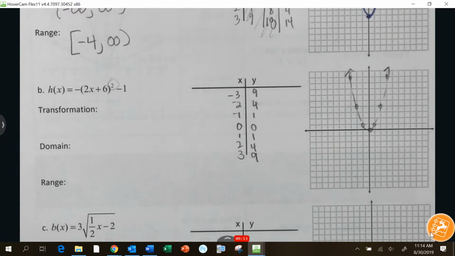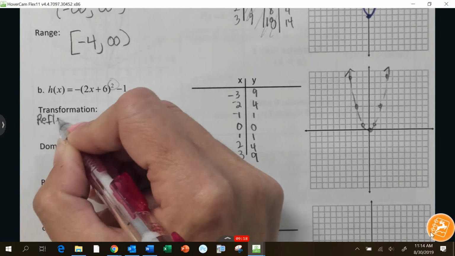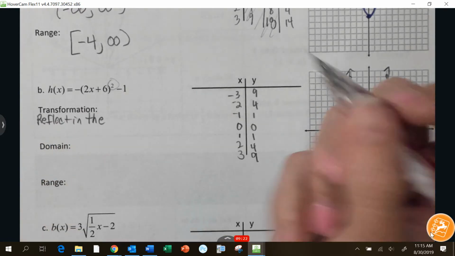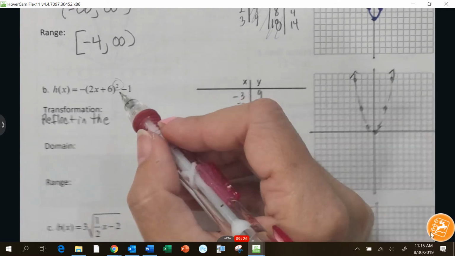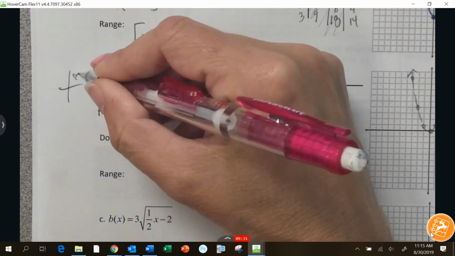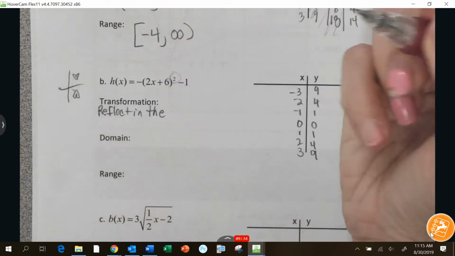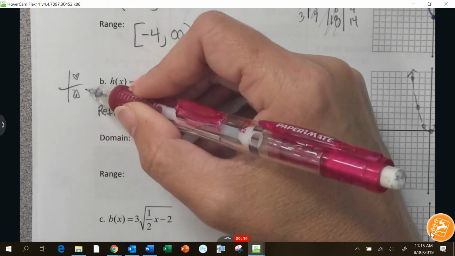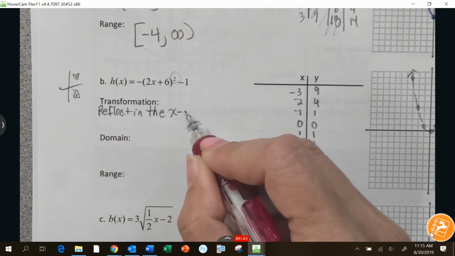So if you're not sure which way we're reflecting, it is going to be reflect in the, and then if you're not sure which axis it is, well, pretend something is reflecting vertically. So here's an XY chart. I'm going to reflect vertically. Which axis is this cute little heart reflecting over? The x. So reflecting vertically is in the x-axis.